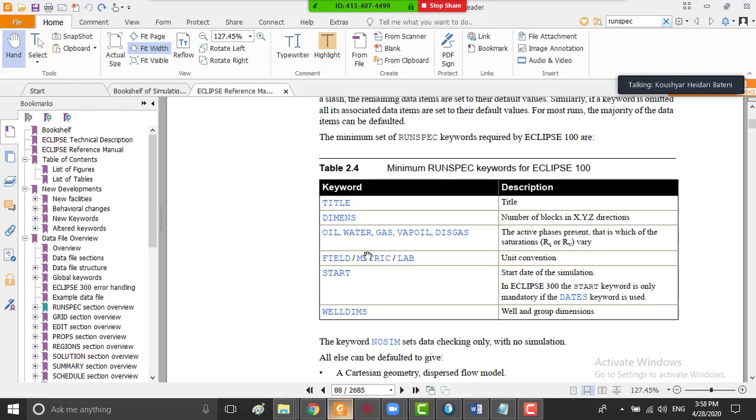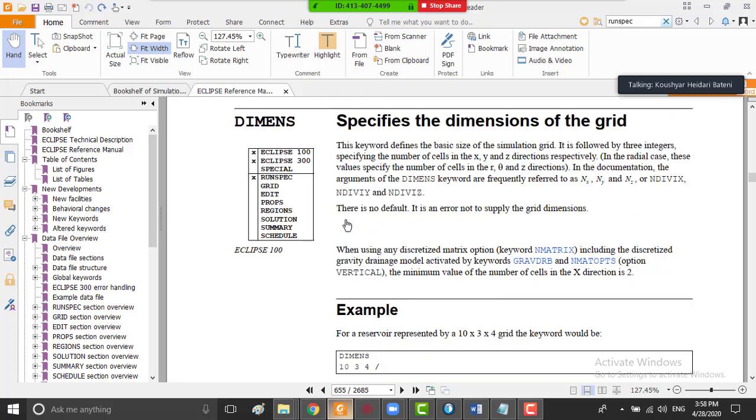Now, back to the reference manual. For the keyword dimens, we click on it and it takes us to page 655 of the reference manual. Here, under the keyword dimens, we see that it is used in Eclipse 100, Eclipse 300, and it is a run spec section keyword. You can't use it after writing grid or edit or props or regions or all the other parts of your data file.